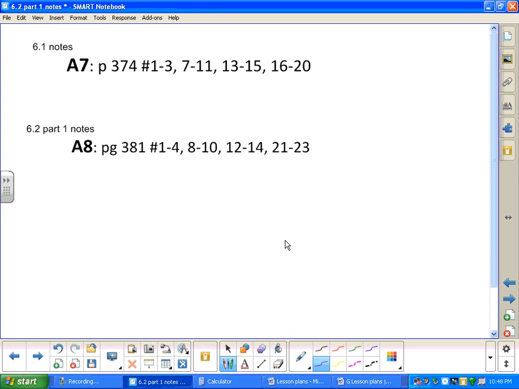So your work, this was yesterday's work. If you were confused, you didn't know how to do it because I didn't have the notes for you, then continue to work on this and turn it in tomorrow. And then here's 8A, A8, and this is from today's. They're both due tomorrow, Friday.